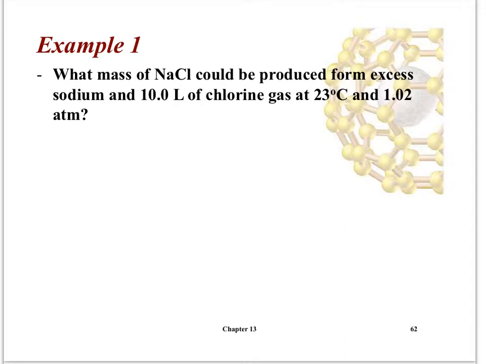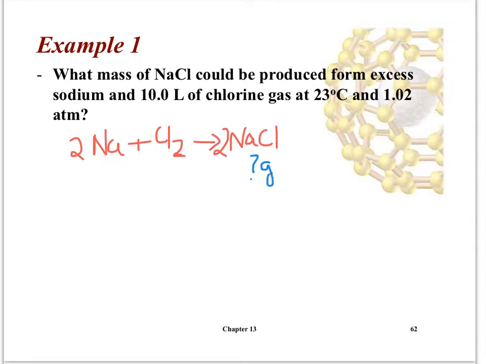So NaCl is produced, so that means NaCl comes after the arrow. And my reactants are sodium, which is Na, and then chlorine, which is Cl2, because chlorine is diatomic. Let's balance it. So we need 2 sodiums, 1 chlorine, and 2 sodium chlorides. I also like to write down what I have. So I'm asked for what mass of NaCl, so I'll put question mark grams here.